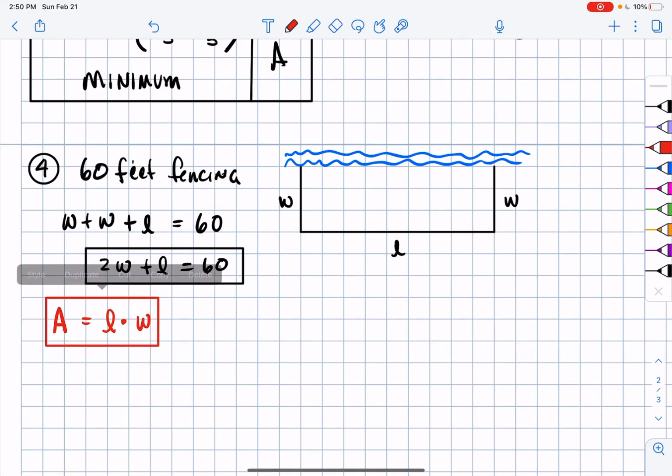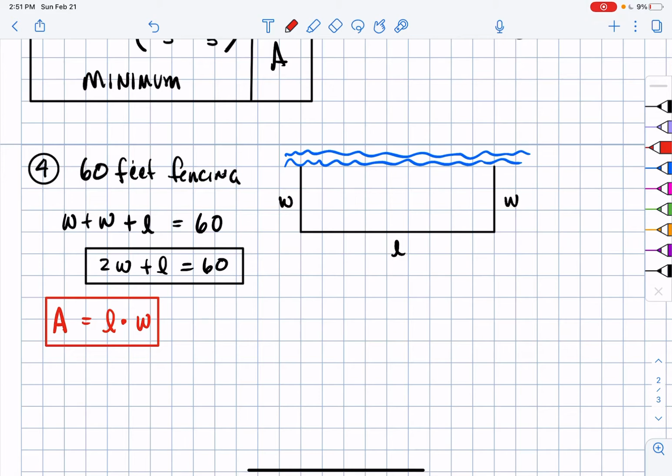Okay, so what do I do? Well, here's what we're going to do. We're going to look at this as if this was a system of equations. All right, so if it's a system of equations, this is what we're going to do. Number one is that we're maximizing area, not perimeter. Okay, perimeter-wise, we already know how much fencing is going in.